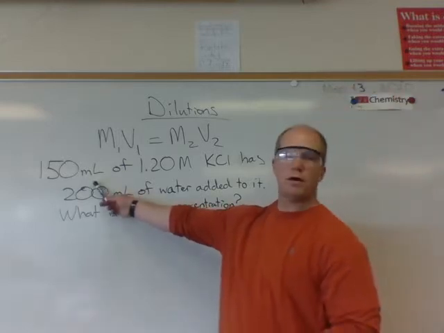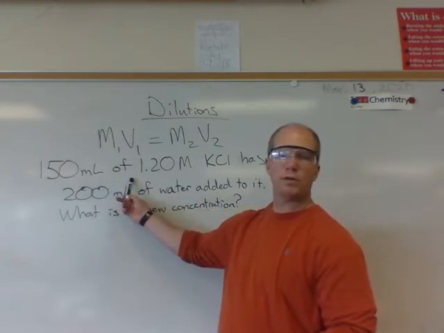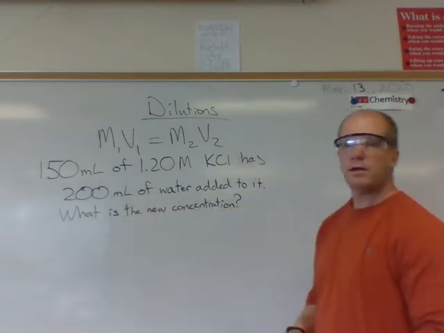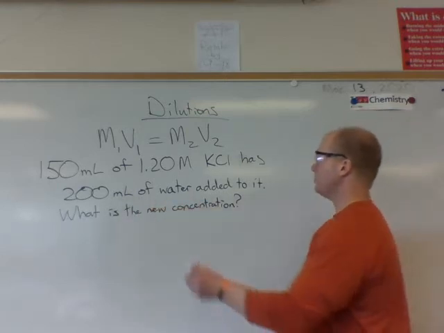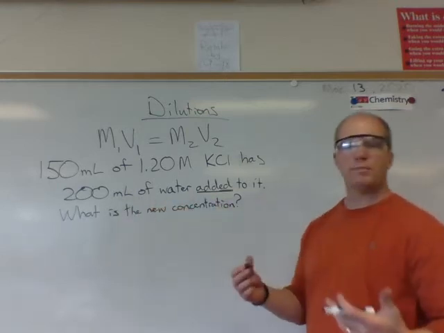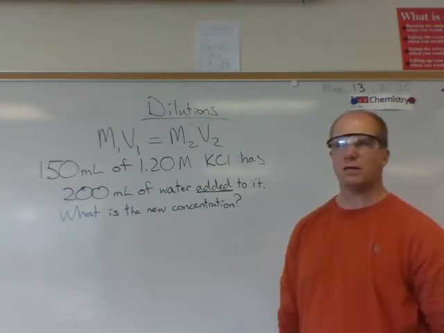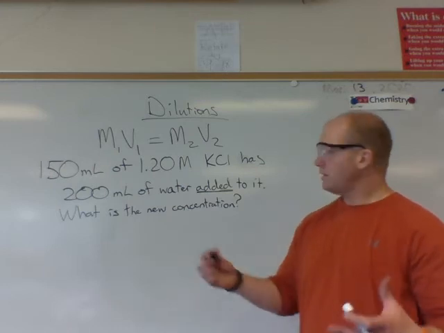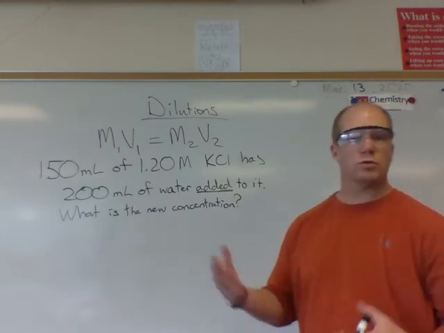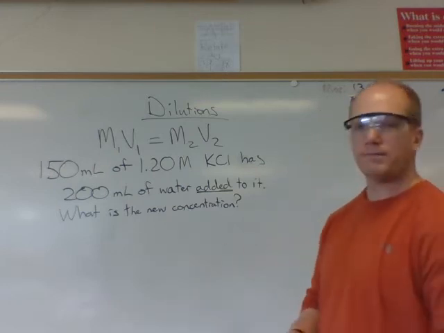So we have this problem here: 150 milliliters of 1.2 molar KCl has 200 milliliters of water added to it. Make sure that you read the problem, because there's lots of different ways it can be worded. Here, we're adding the 200 milliliters. What is the new concentration? In other words, we want to know what's the new molarity.